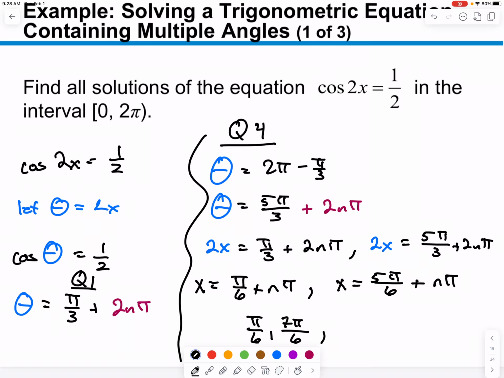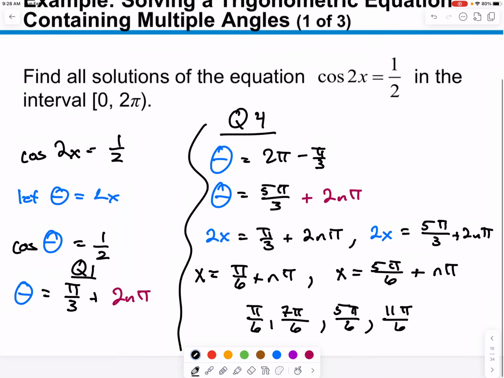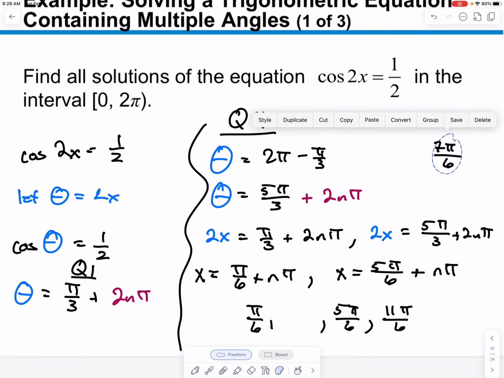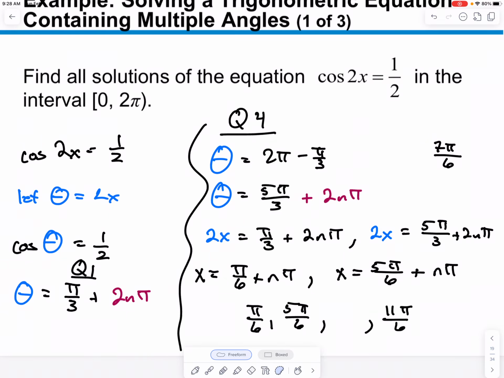And then if n is 0, we get 5 pi/6. And then if n is 1, 6 plus 5 is 11 pi/6, okay. And I'm just going to put these in ascending order, just rearrange their order, like this guy here. 1, 5, 7. Right. So because it was a double angle formula, we got 2 additional results from our usual 2.